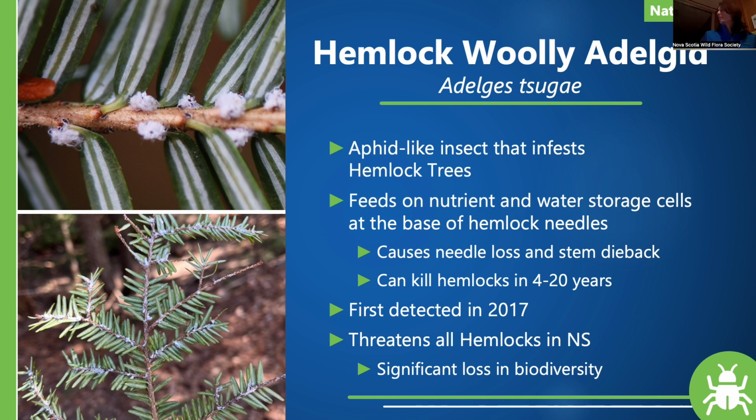All right, so first we're going to talk about some invasive plant pests. The first one I want to talk about is hemlock woolly adelgid. It's one of the bigger invasive pests in the province right now in terms of the impacts that it's having. It is a very small insect that infests hemlock trees. In this image here on the top left, you can see them.